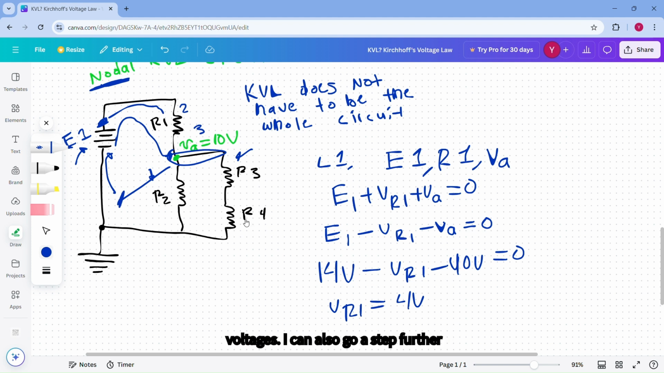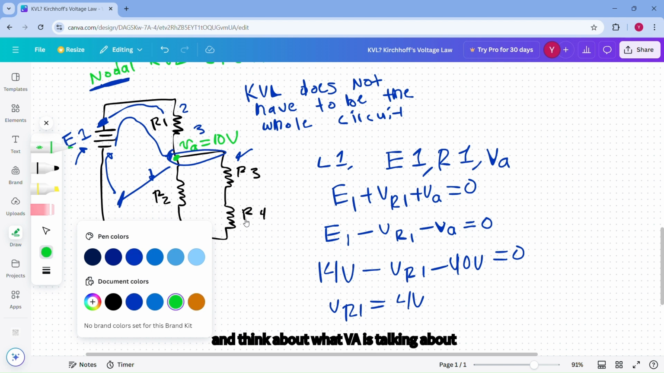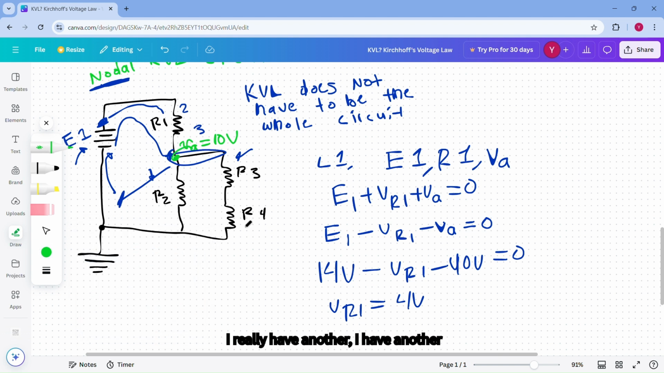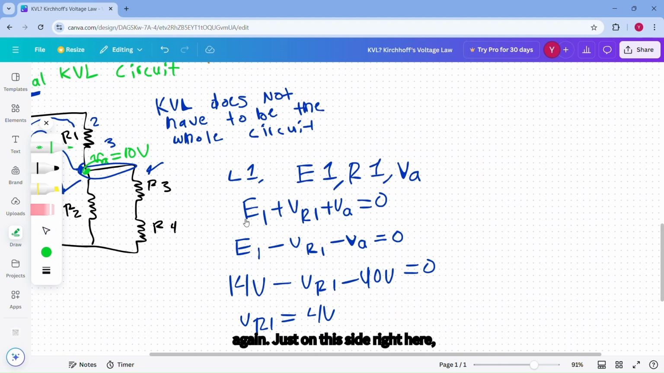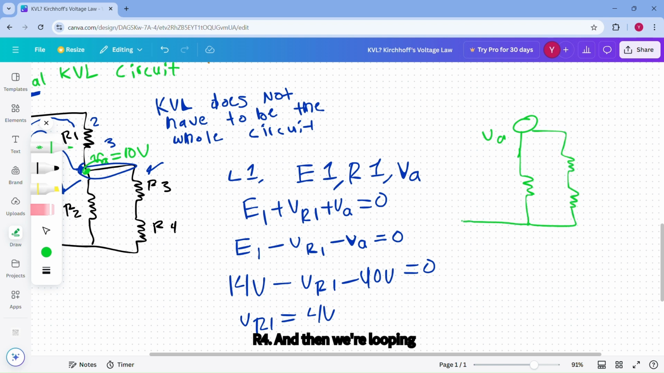I can also go a step further and think about what VA is talking about and how that can relate to its own loop. So, okay, if I'm looking at VA, I really have another circuit here. So I'm going to draw it again. Just on this side right here, I have VA just at the top here. And then it's going down to R3 and R4. And then we're looping back around to our circuit.